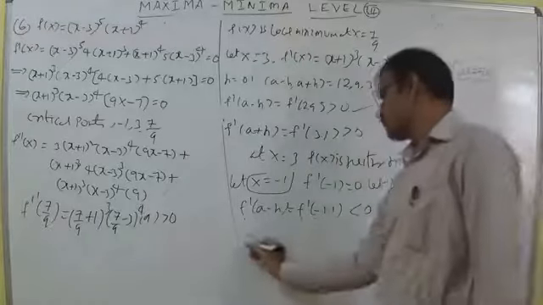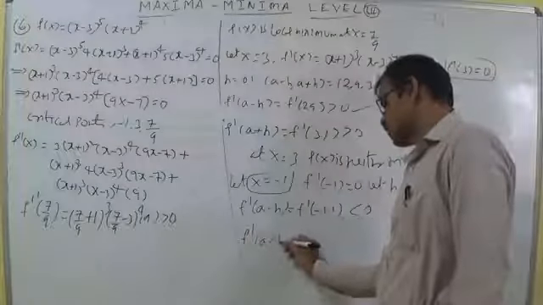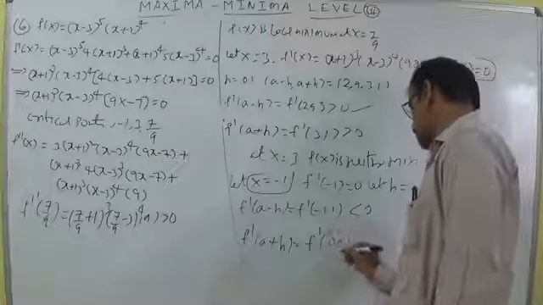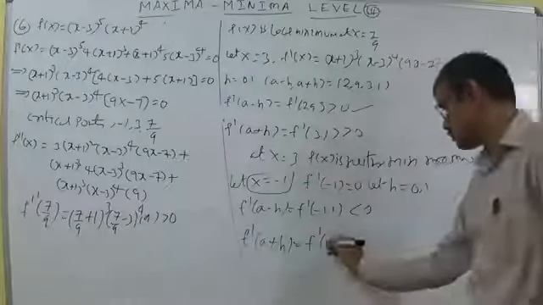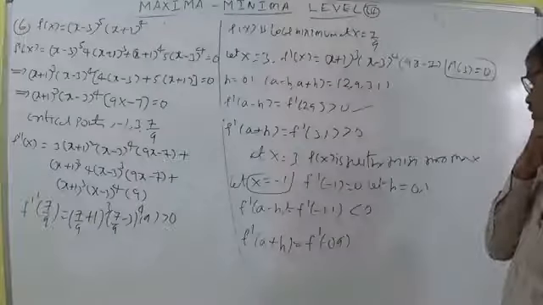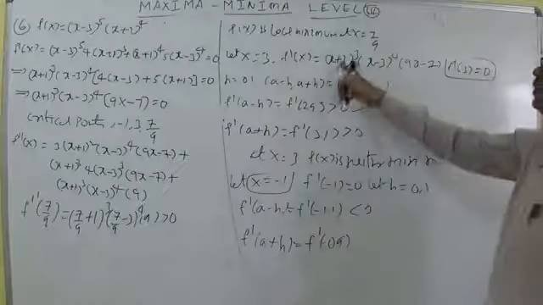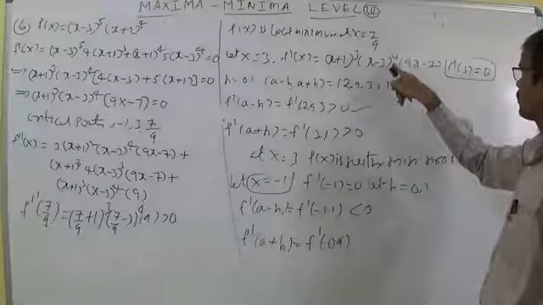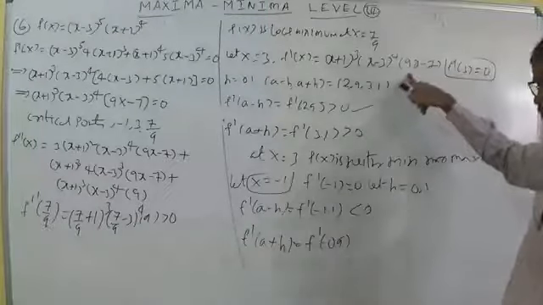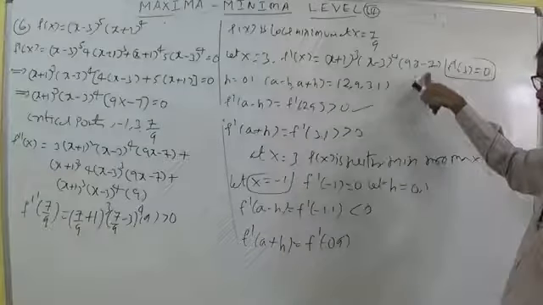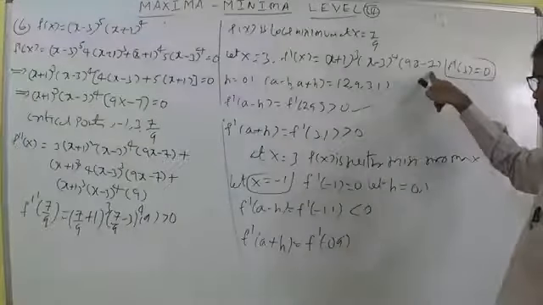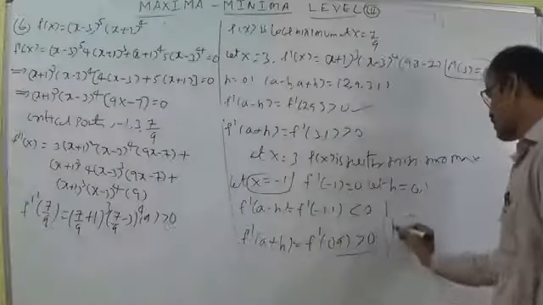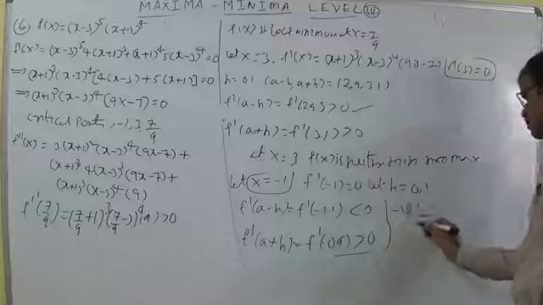Next f dash of a plus h I am writing. f dash of a plus h means f dash of minus 1 plus 0.1, that is minus 0.9. If you substitute minus 0.9 here, 1 minus 0.9 is positive, this is of course power 4 positive, this is minus 0.9 minus 7. So minus 0.9 minus 7 is negative, negative into negative is positive. Okay students, here the sign changed from negative to positive.